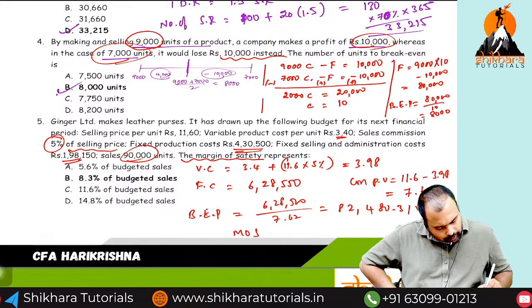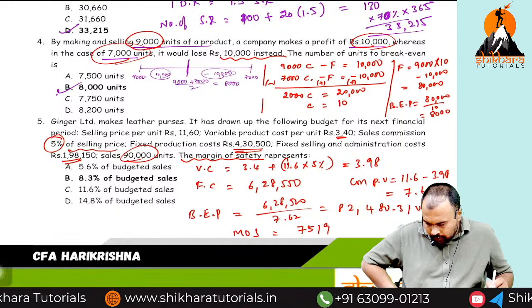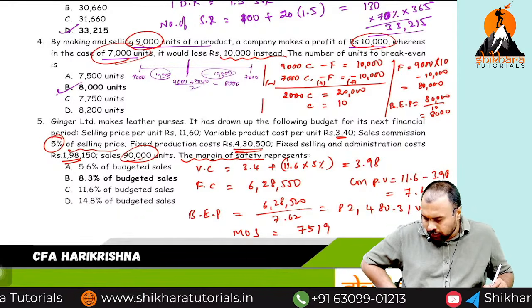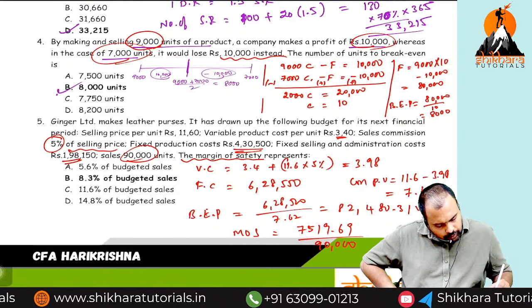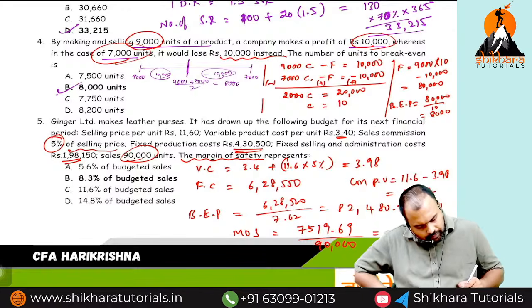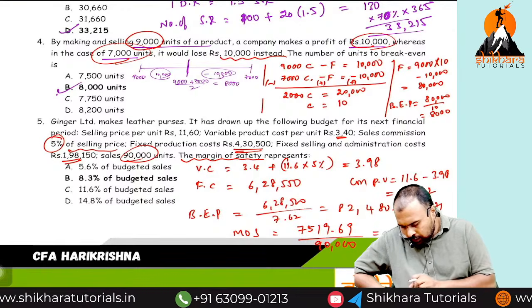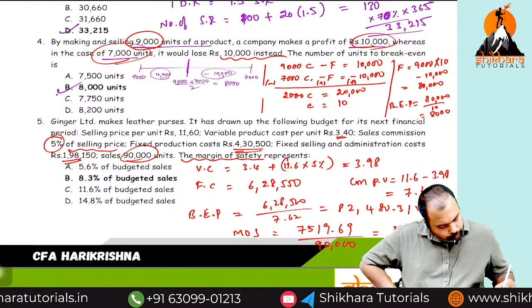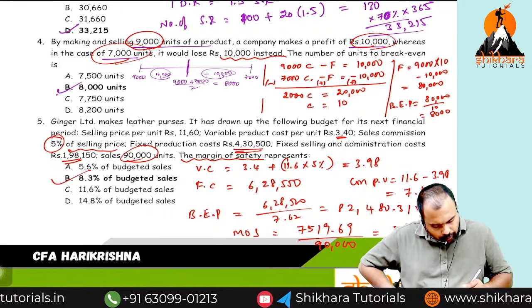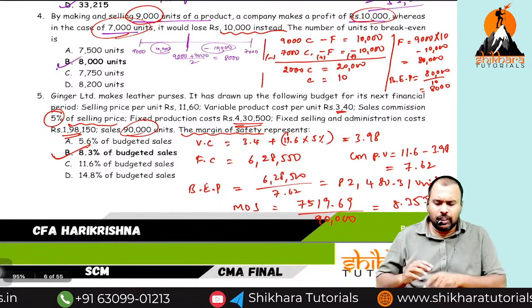Then MOS is equal to 7,519.69 units out of 90,000 units. Percentage is given in the options, so divided by 90,000 into 100, it is 8.3552 percentage, which is nothing but 8.3 percentage. Clear? They're just asking us how much is the MOS sales.